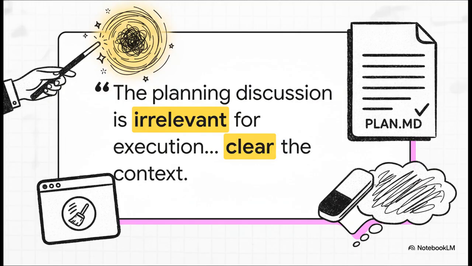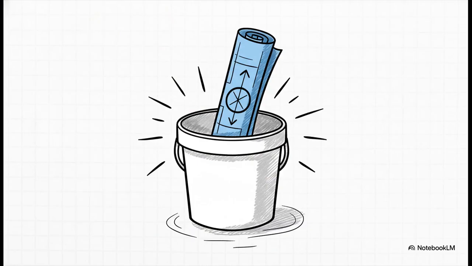It's just noise that's going to clog up the context window. So you do something that feels a little crazy. You tell the assistant to clear the context completely. You start a totally fresh session. That memory bucket is completely empty.